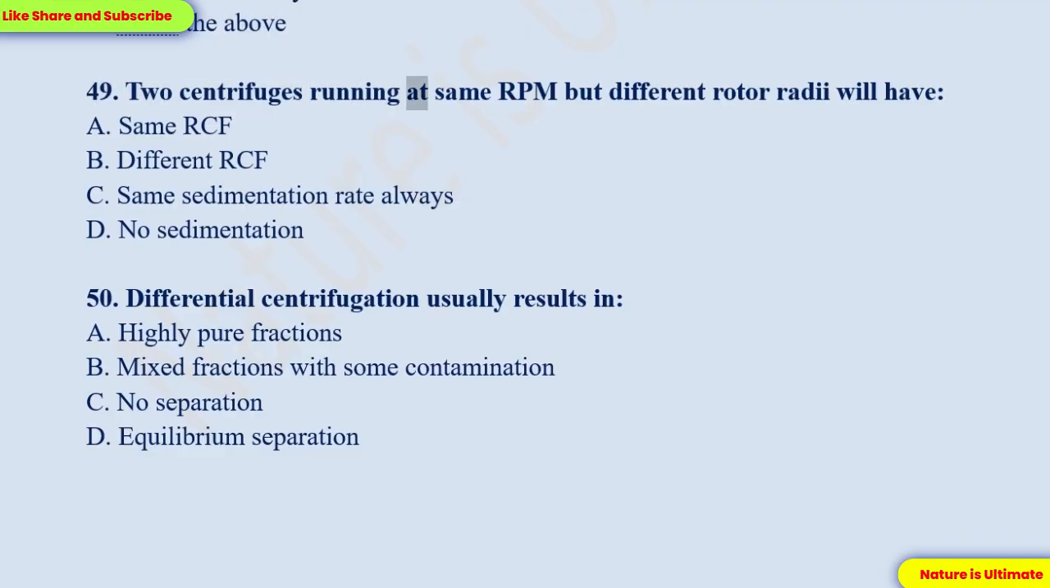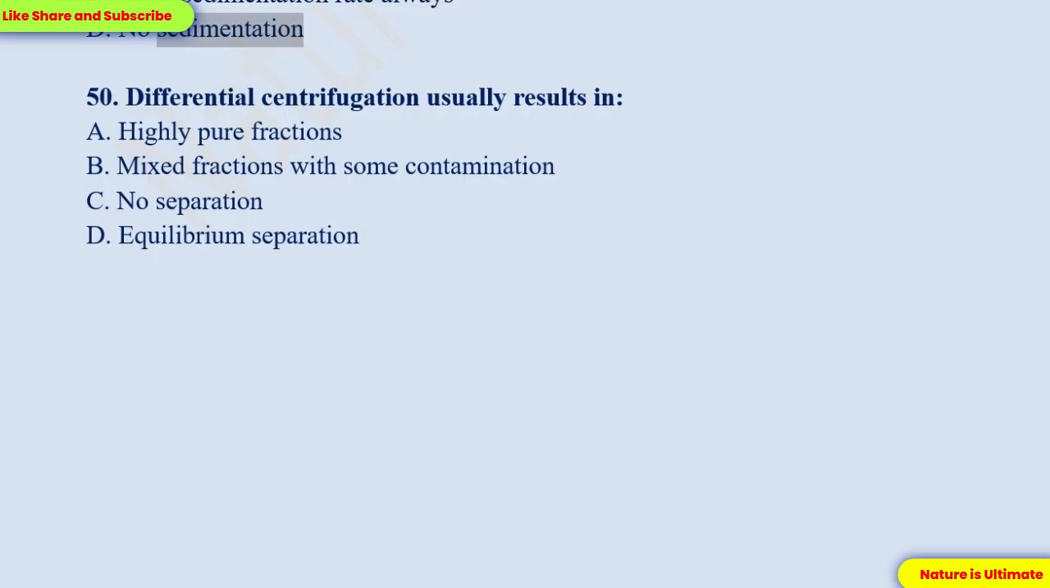49. Two centrifuges running at the same RPM but different rotor radii will have: A. Same RCF. B. Different RCF. C. Same sedimentation rate always. D. No sedimentation. 50. Differential centrifugation usually results in: A. Highly pure fractions. B. Mixed fractions with some contamination. C. No separation. D. Equilibrium separation.